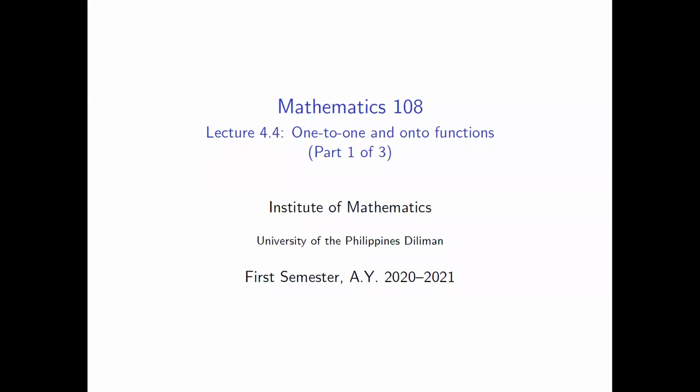This is part 1 of lecture 4.4, one-to-one and onto functions. In this video, we will define a one-to-one function, learn how to prove if a given function is or is not one-to-one, and relate the property of being one-to-one to the operations of composition and inversion.